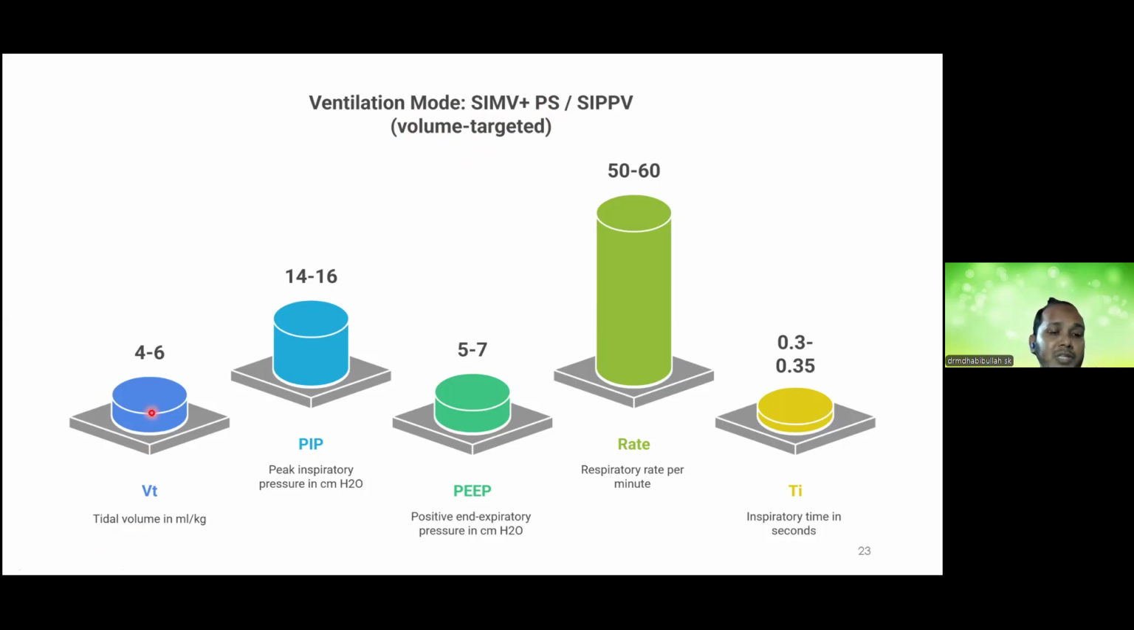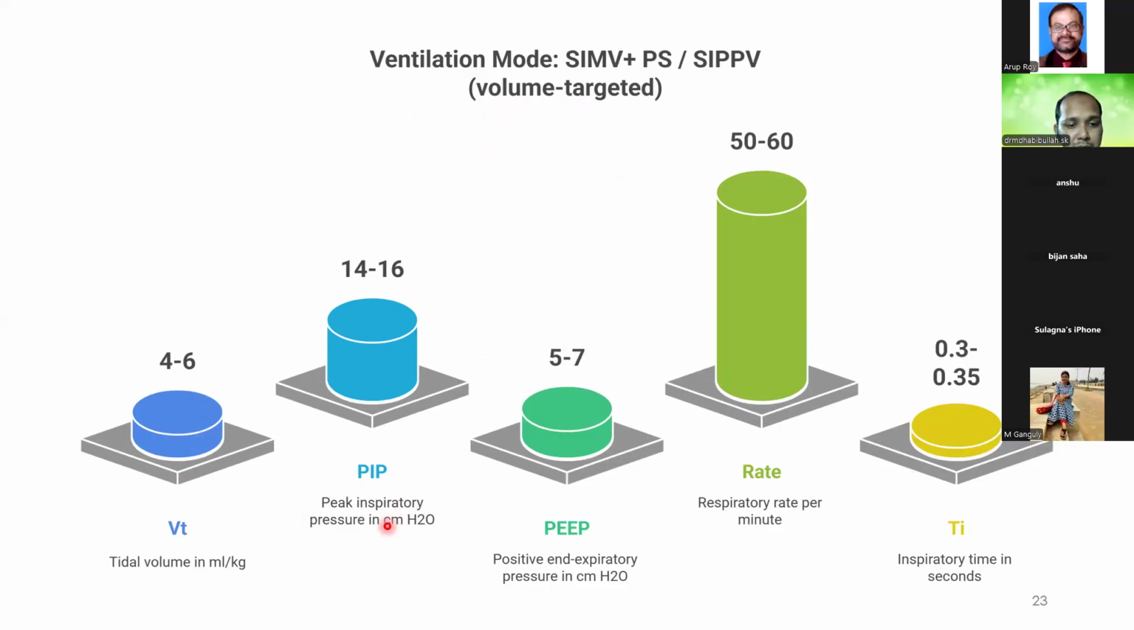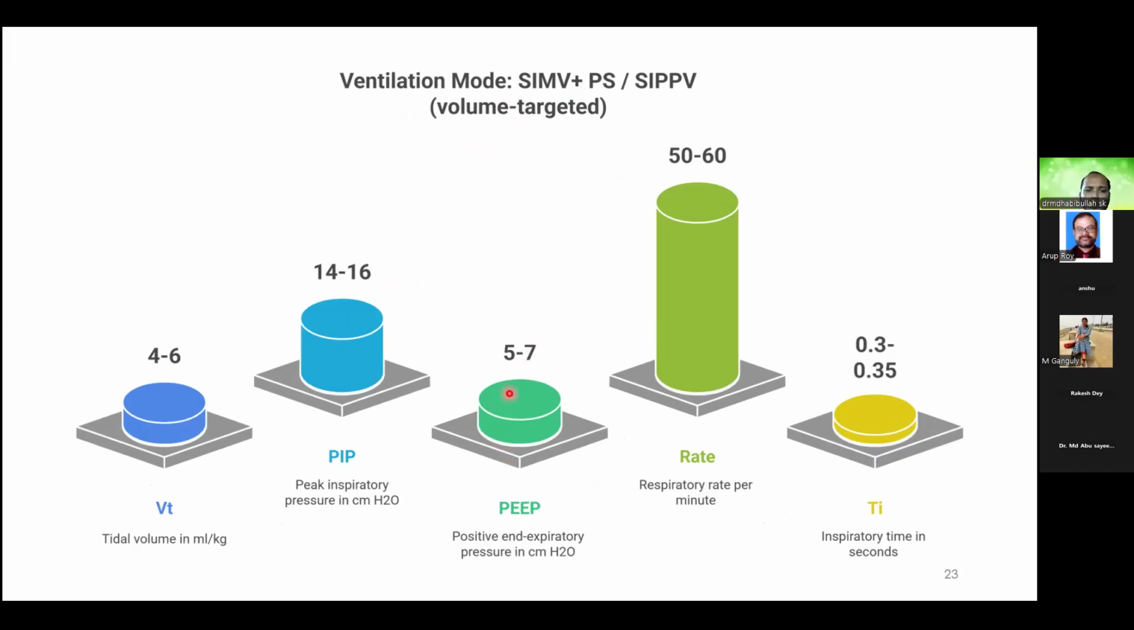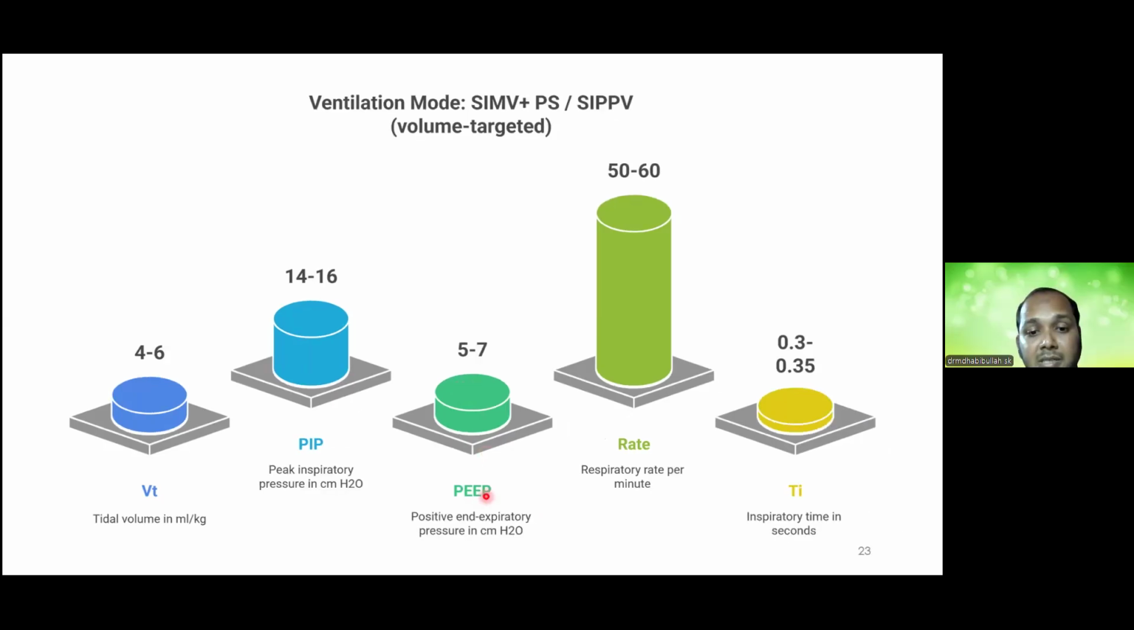And if the baby's weight is low, you have to keep this tidal volume on the higher side. Why so? I will explain in the next slide. Then you have to start the PIP around 14 to 16 centimeters of water and PEEP 5 to 7. The important thing is that this is the initial setting. After putting the baby on the tube, you have to give surfactant. After giving the surfactant, the lung mechanics completely change, so then you have to adjust this PIP and PEEP also.